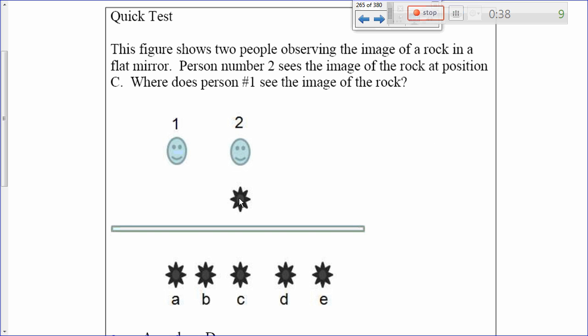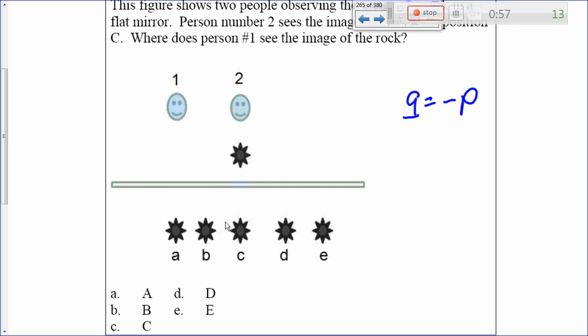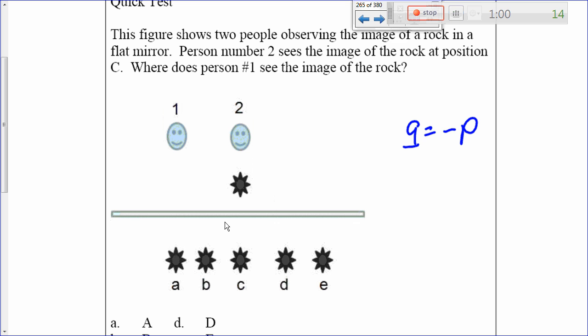And remember, for flat mirrors, that Q is equal to negative P, and that's always true. Q is equal to negative P for flat mirrors. Oh, where's the person from? Huh? Yep. All right, just a few more seconds. I'll stop at 122.